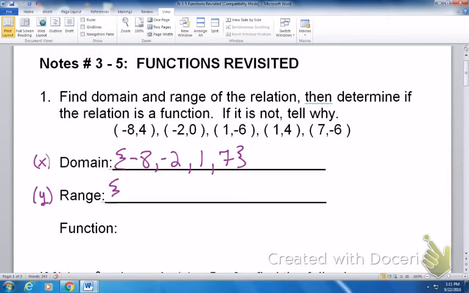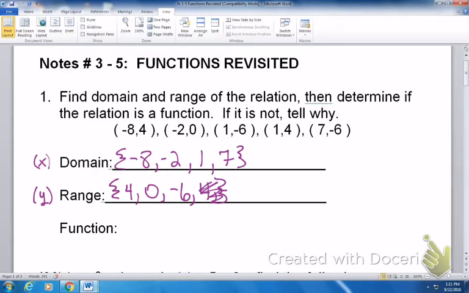Remember, your range is the y values. So let's go through and put in our y values. I've got 4, 0, -6, 4, and then I've got another -6, so I'm just going to leave it out of there. I think I put 4 in there twice too. You don't need that either. If you put it in there, though, that's just fine, so don't worry about it.